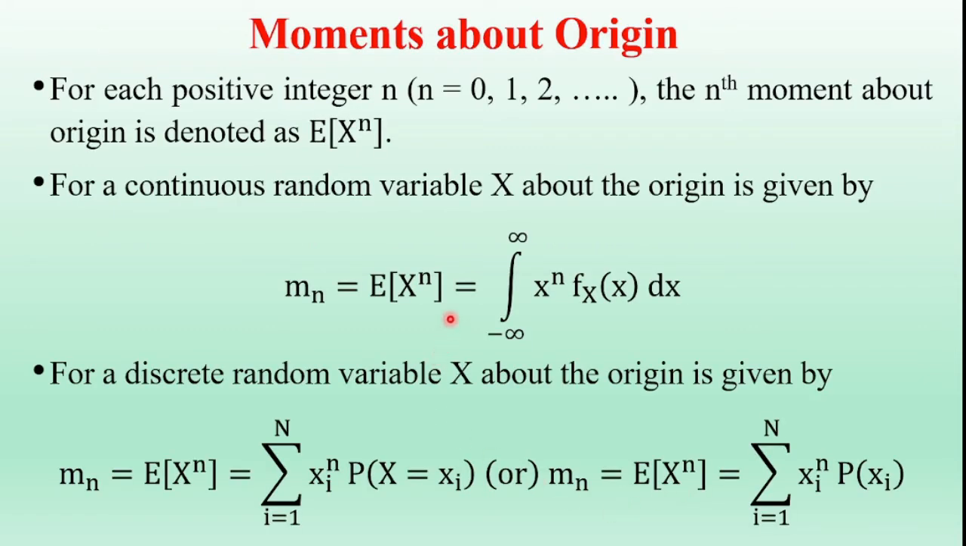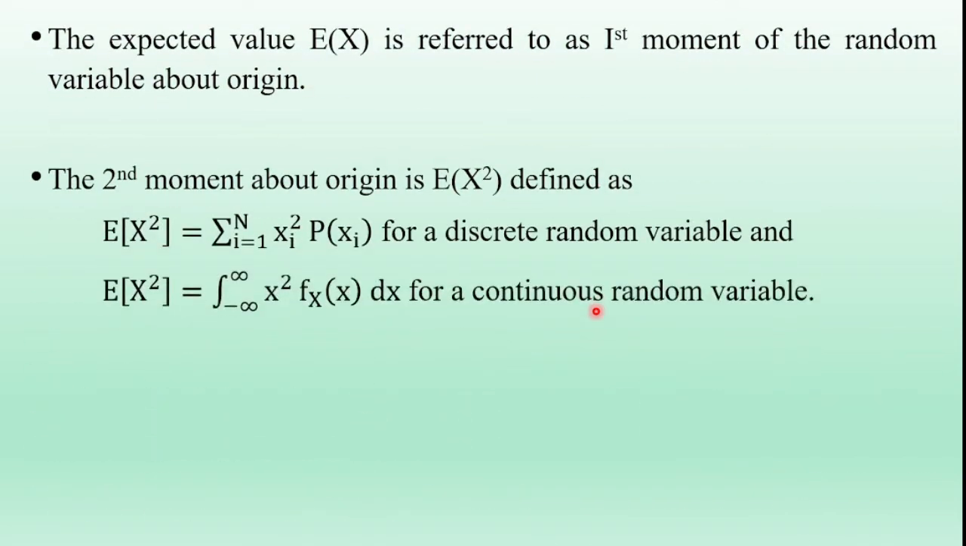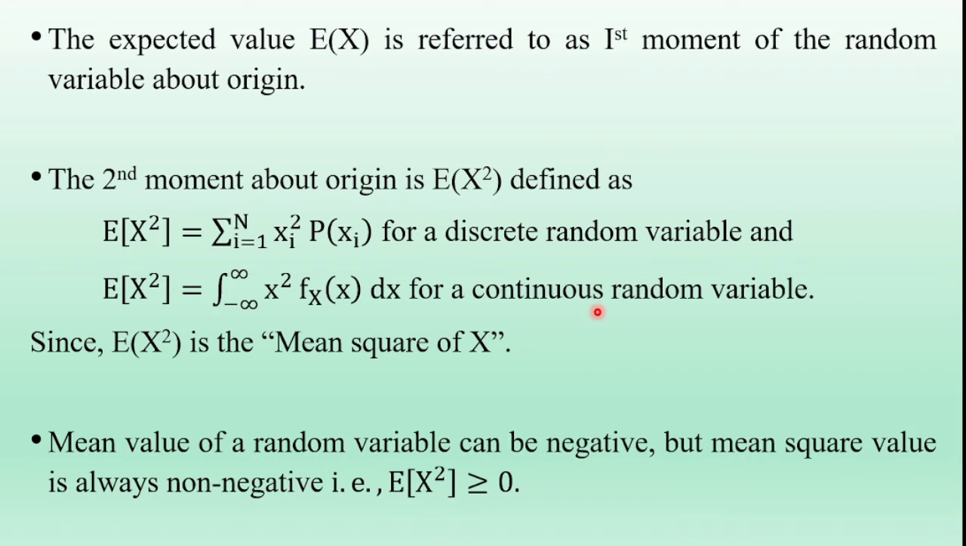Similarly, for the continuous case, this is the equation. Substitute small n is equal to 2. We get expectation of X square is equal to integral from minus infinity to infinity x square into fX of x dx. So this is the expression for the discrete and continuous case of the second moment about the origin, or mean square value of the random variable. The mean value of the random variable can be negative, but the mean square value of the random variable is always non-negative. That is, expectation of X square is always greater than or equal to 0. So this is the concept of moment about the origin.